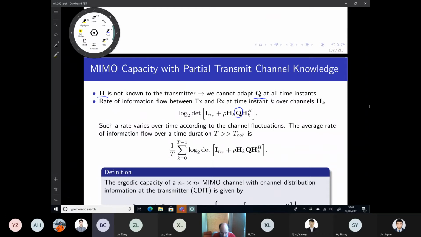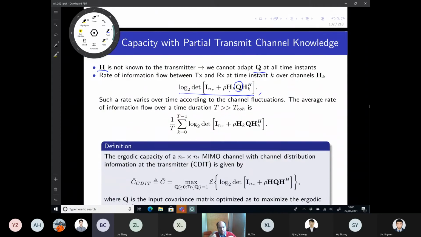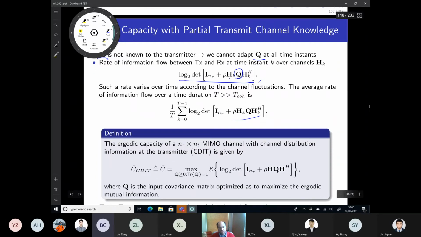So the rate that will flow at instant k, if I transmit with an input covariance matrix Q, will be this log2 det(I + H Q H^H), right? I cannot adapt Q, so I fix Q, and then the amount of rate that can be transmitted over a given channel H_k will be given by this. Now this quantity will fluctuate, obviously, because H_k is not constant anymore. It is fading, and so my average rate, if I have many realizations, will be a sample mean of this rate of information flow over each realization. In the limit where T is very large, you end up with the ergodic rate, which is the expectation of this quantity, where the expectation is taken over the distribution of H, right?